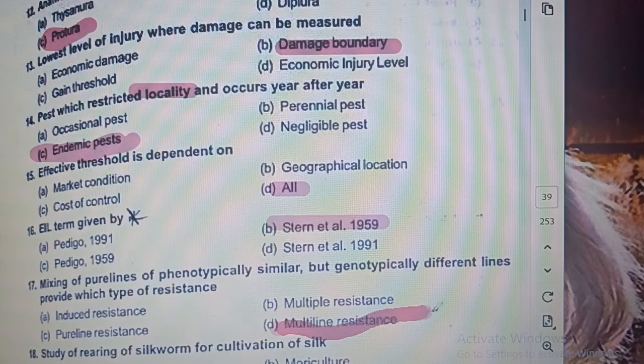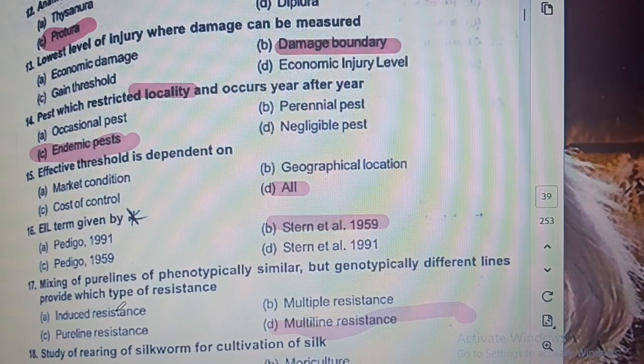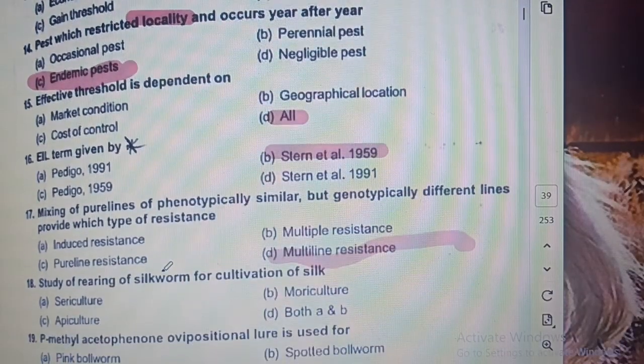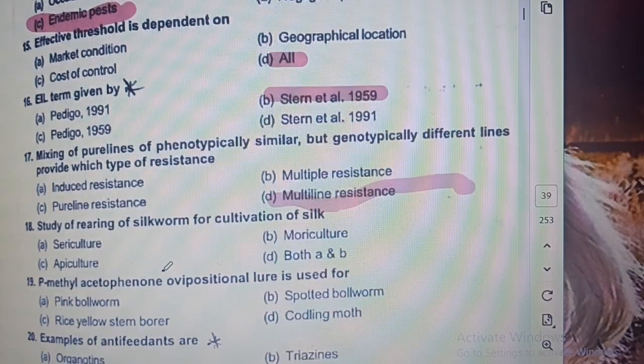These kinds of resistance are known as multi-line. Induced resistance means it's a kind of pseudo resistance in which, due to providing some potassic fertilizer or phosphatic fertilizer, we are incorporating a temporary resistance inside the insect.